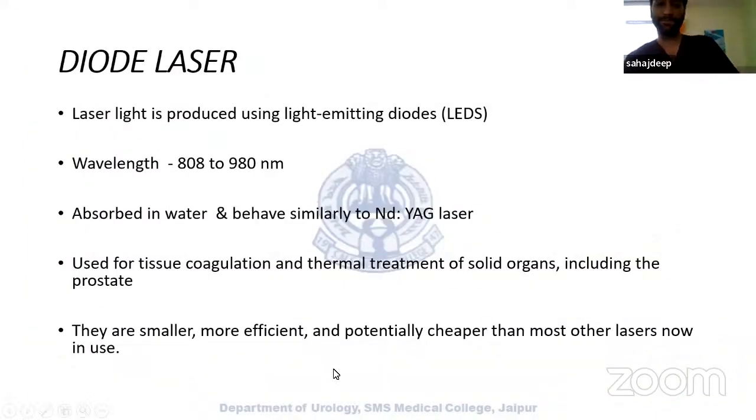Diode laser. The laser light is produced using a light emitting diode. It has a wavelength around 808 to 980 nanometer. It is absorbed in water and behaves similar to ND-YAG laser. It can be used for tissue coagulation and thermal treatment of solid organ, including the prostate. They are smaller, more efficient, and potentially cheaper than most other lasers now in use.